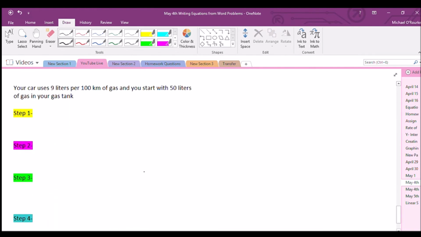So now this is a tough one. So initial value first. Your gas is 9 liters per 100 kilometers of gas. You start with 50 liters in your tank. Well, if we start with 50 liters, that must be my initial value, right? So my B is going to equal 50. Then my rate of change is the per, so it's 9 liters per 100 kilometers. Okay, so that is going to be our rate of change.